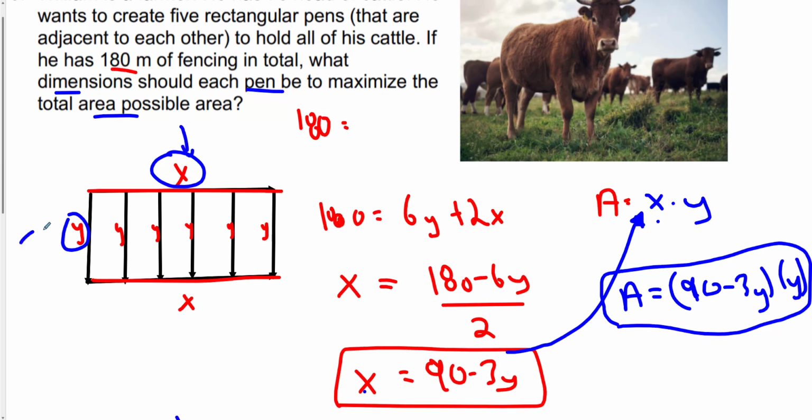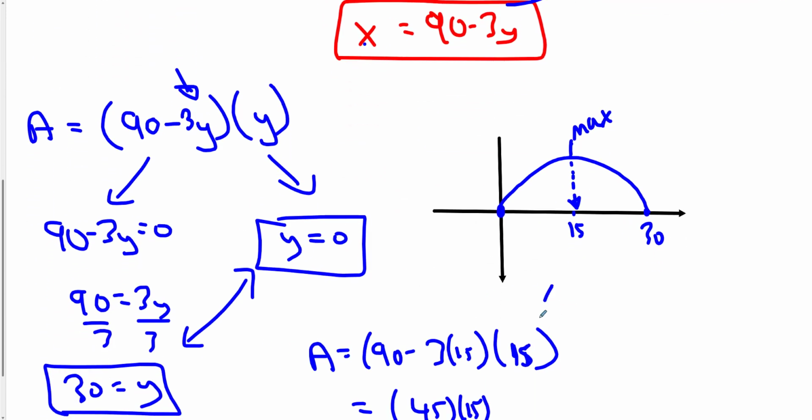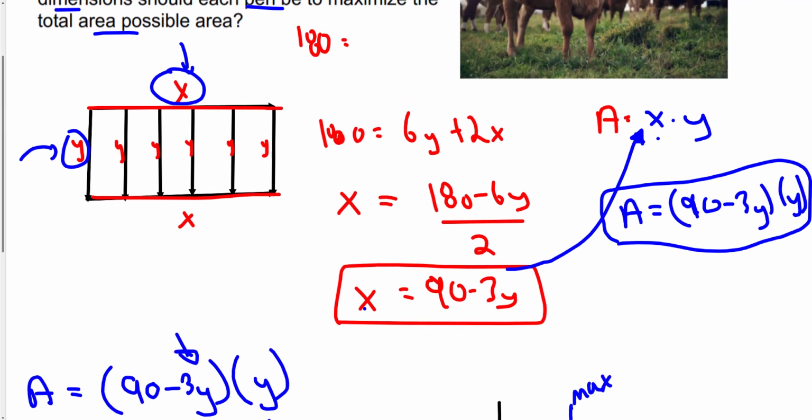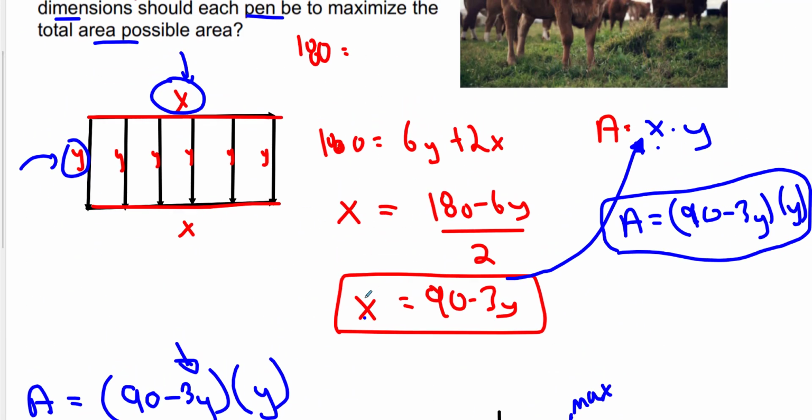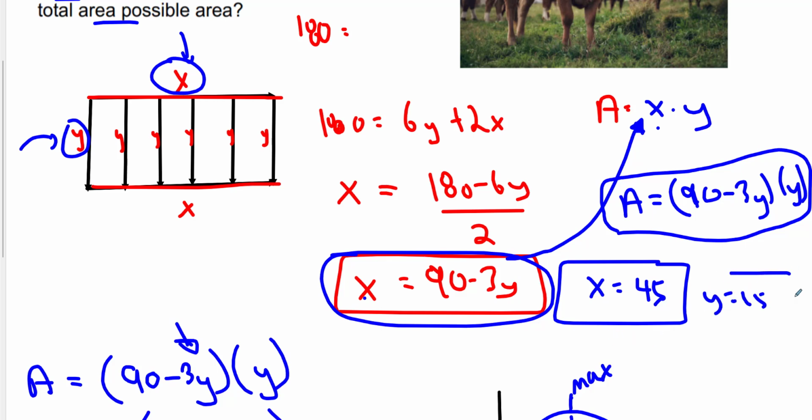We solve for y. Y is 15. That will give us the maximum area, correct? So now the final thing is to go back to the original equation and solve for x. See this right here? So what does x have to be? 3 times 15, yeah, which is 45. So my dimensions are 45 and 15. And that's how you maximize the pen.